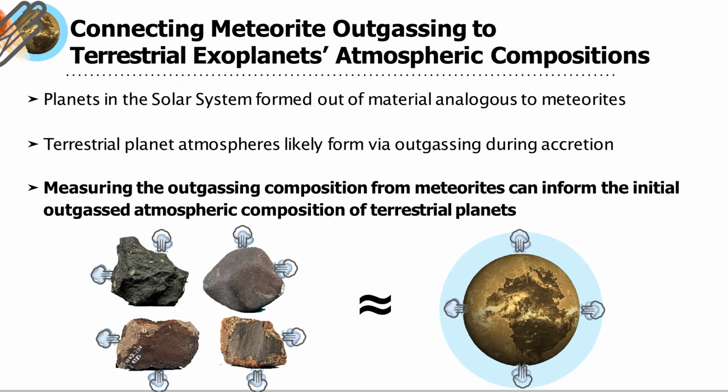I'd like to start with this first slide to motivate how the outgassed volatiles from meteorites can inform initial rocky planet atmospheric compositions that form through outgassing. First, planets in our solar system are believed to have formed out of material analogous to meteorites, and which types of meteorites I'll talk about on the next slide. Terrestrial planets likely form their atmospheres through outgassing during accretion. Therefore, measuring the outgassing composition of meteorites provides a range of possible initial outgassed atmospheric compositions for rocky exoplanets.